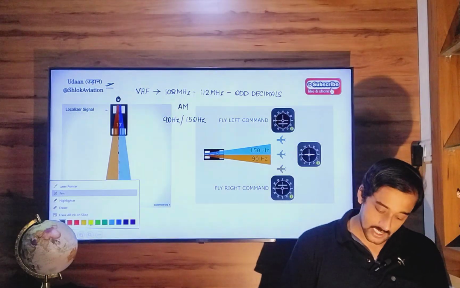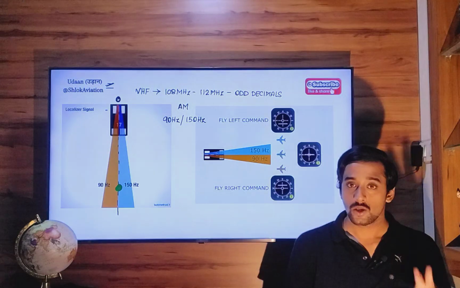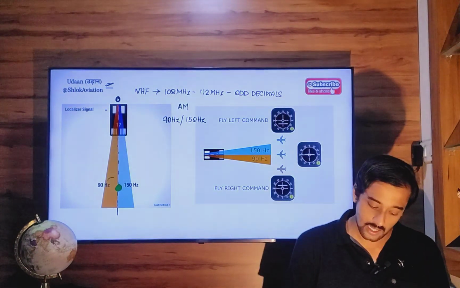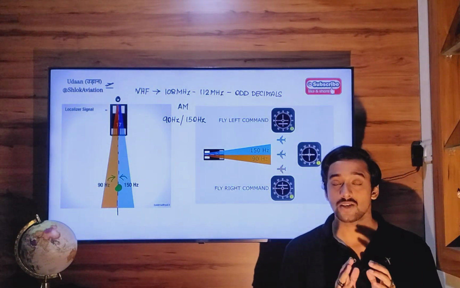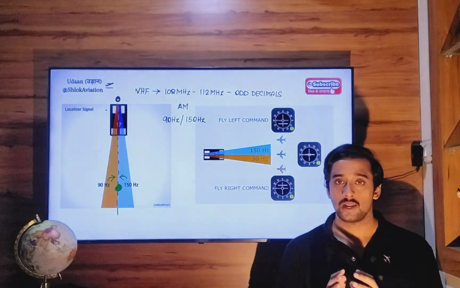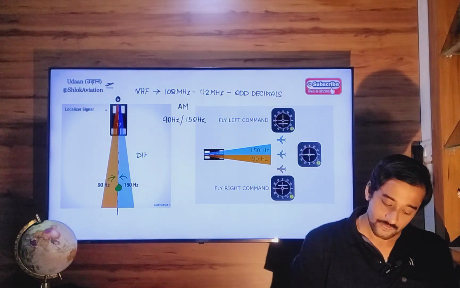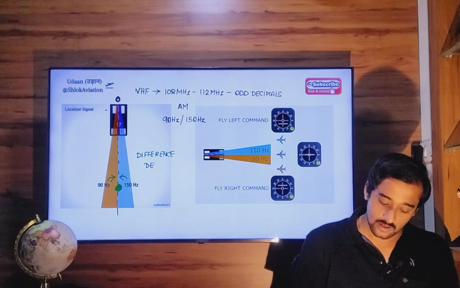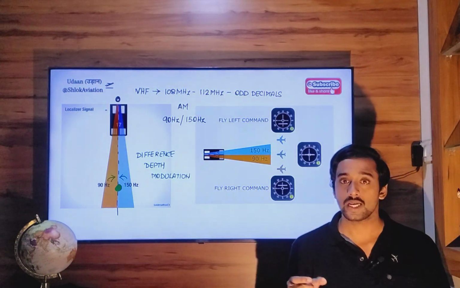Now, when you are tracking this extended center line of the runway, when you are correctly positioned on the center line, your ILS equipment on board will receive this 90 hertz signal and 150 hertz signal equally. Okay, the system will receive both the amplitude modulated signals equally. We call this principle difference in depth modulation. So when it is on the center line, it receives both the signals equally, of equal depth.